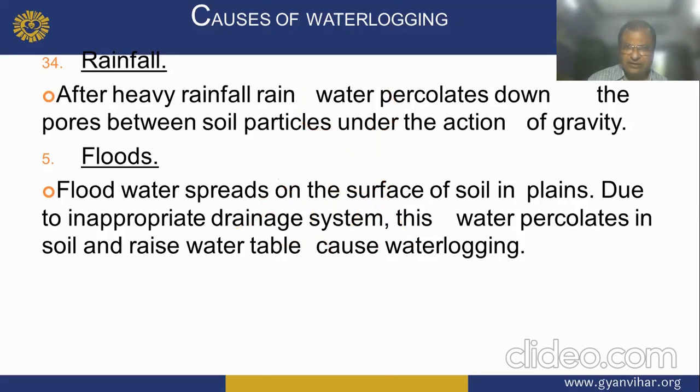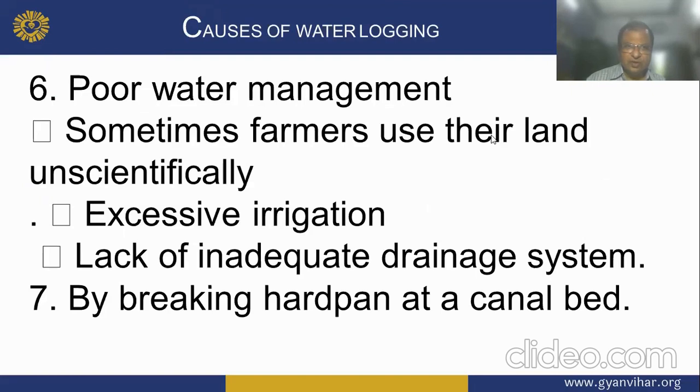This is the flood. Flood water is spread on the surface of soil in the plain due to inappropriate drainage system, and this water percolates into the soil and raises the water table, causing waterlogging. Then poor water management: sometimes farmers use their land unscientifically, with excessive irrigation, lack of an adequate drainage system, and by breaking the hard bed of the canal.